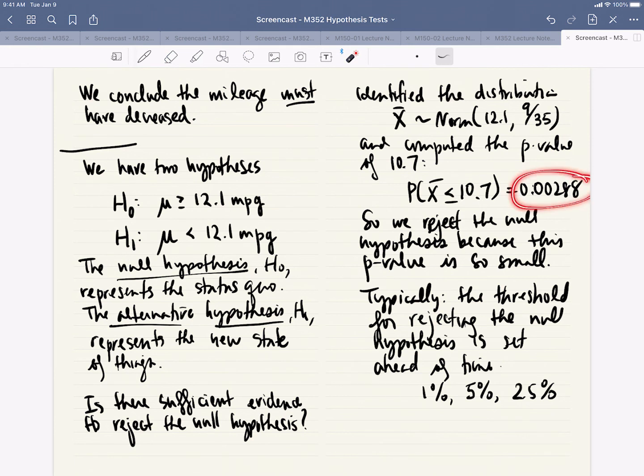If this p-value had been bigger, I would say there is insufficient evidence to reject the null hypothesis. Okay, so this is your introduction to hypothesis tests.